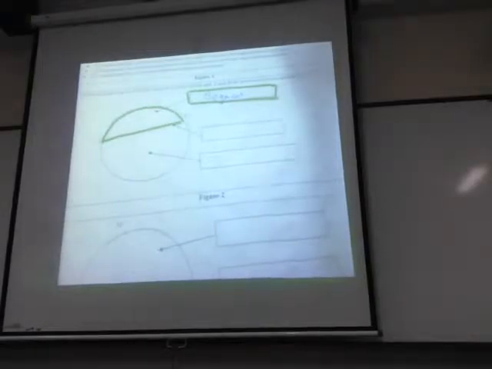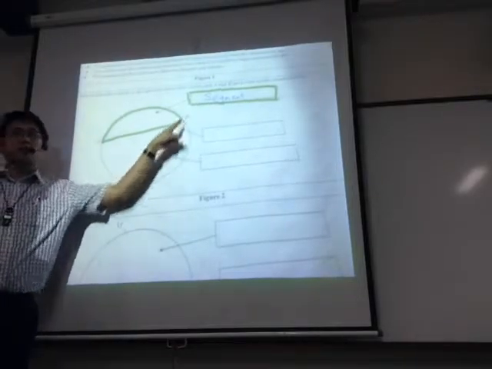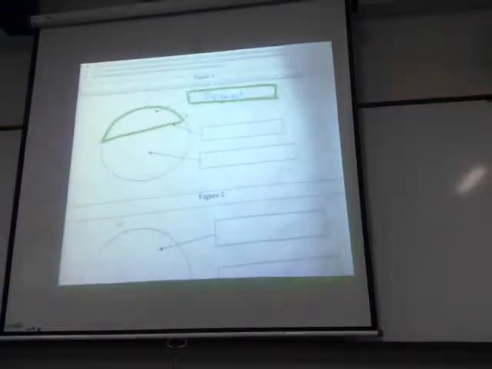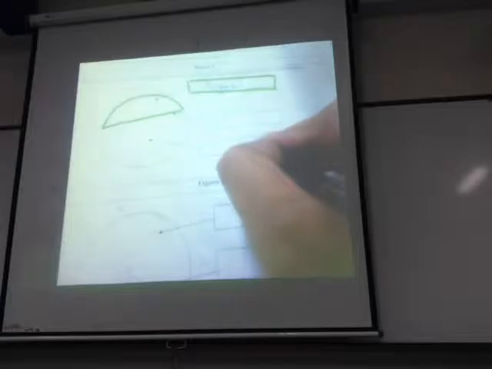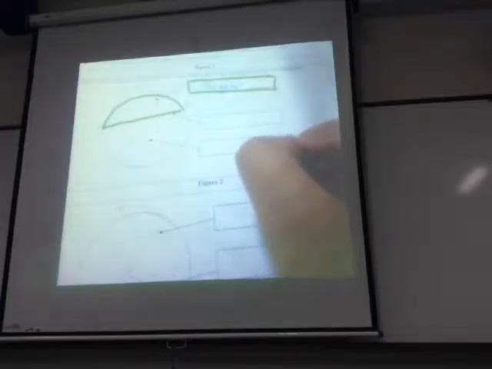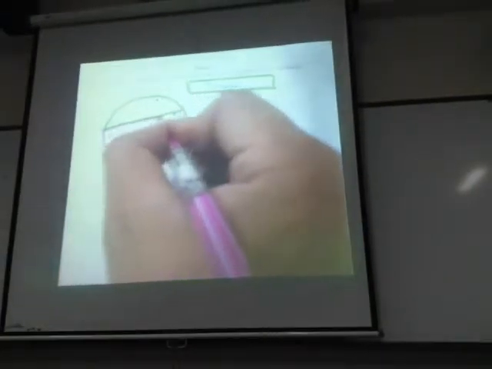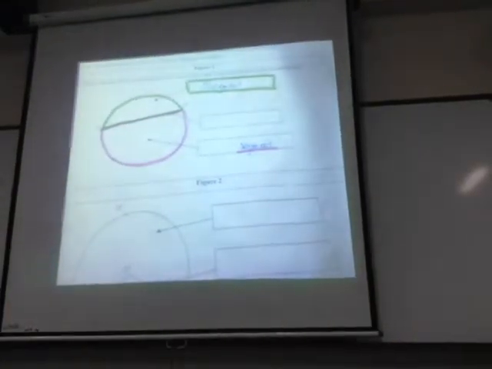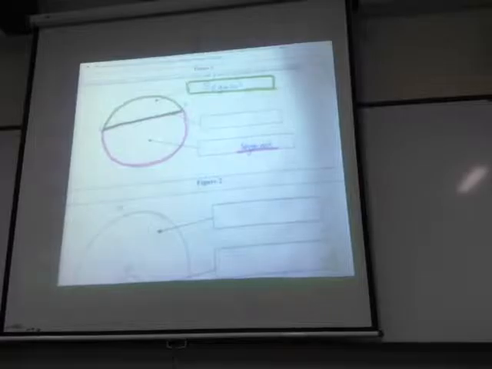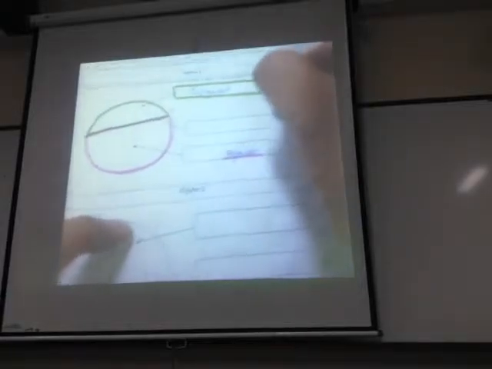But if this is a segment, then the big one is also called a segment. So we have to differentiate between the two segments. Yan Ting got a good question. What exactly is a segment? Segment is any straight line that cuts across a circle.